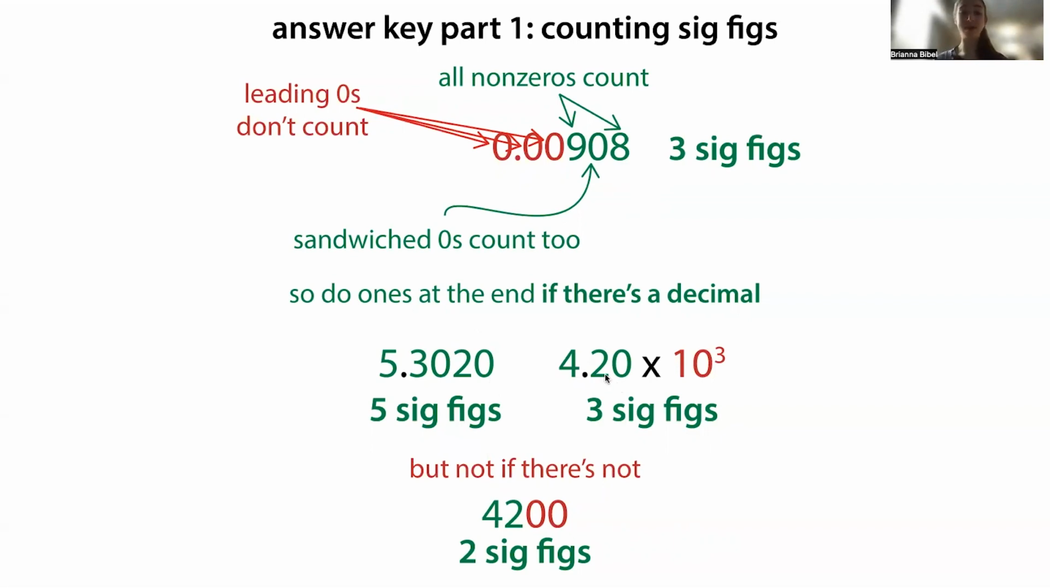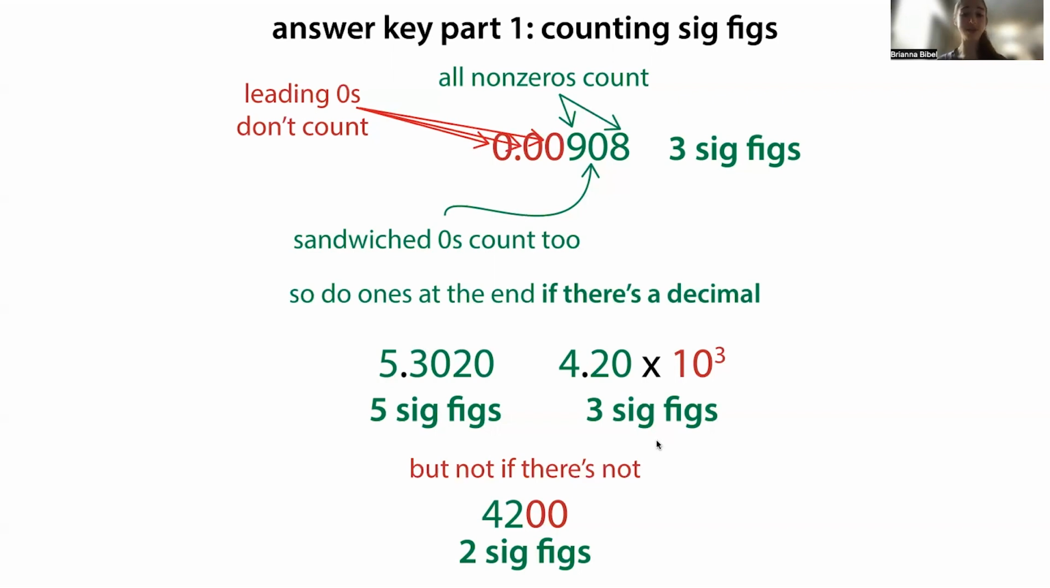So in this case, we have 4.20 times 10 to the third, which would be 4,200. If we were to just report 4,200, it would look like we would have 2 significant figures. If we were to report 4,200 with a decimal at the end, then it would be 4 significant figures. But we only have 3 significant figures, and we only want to report 3 significant figures. So we can report 4.20 times 10 to the third.